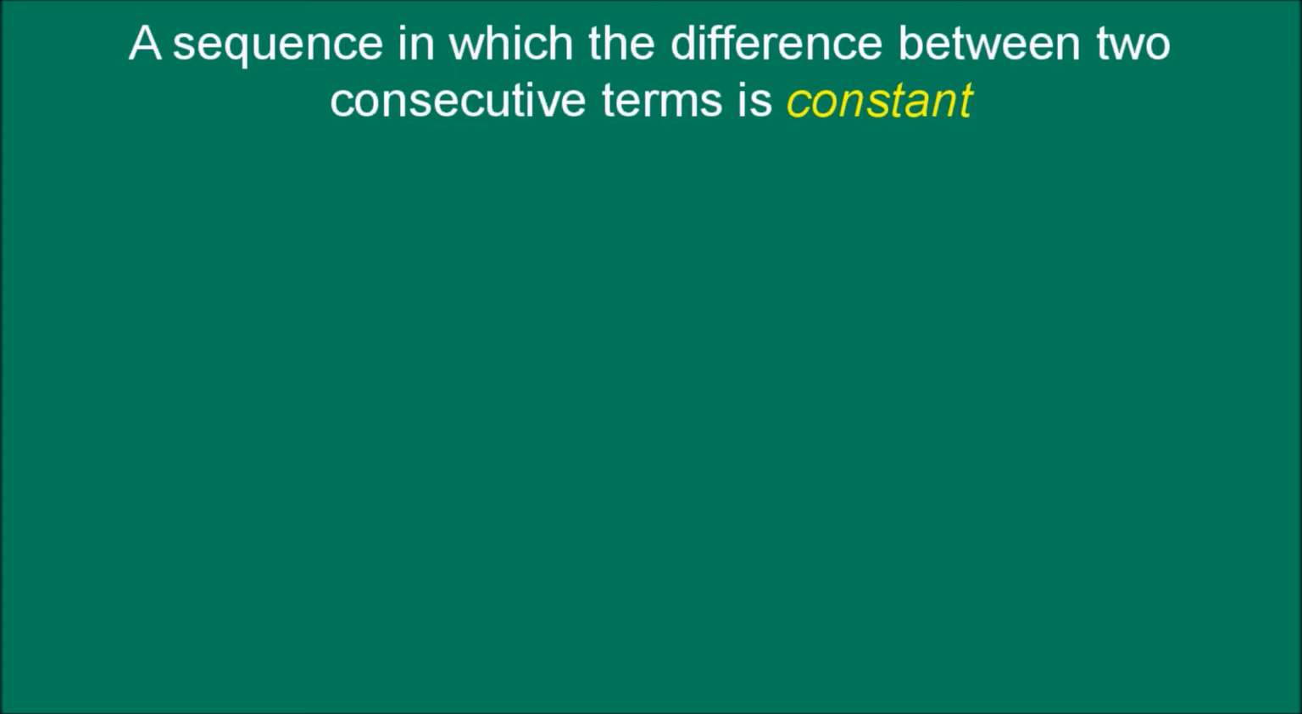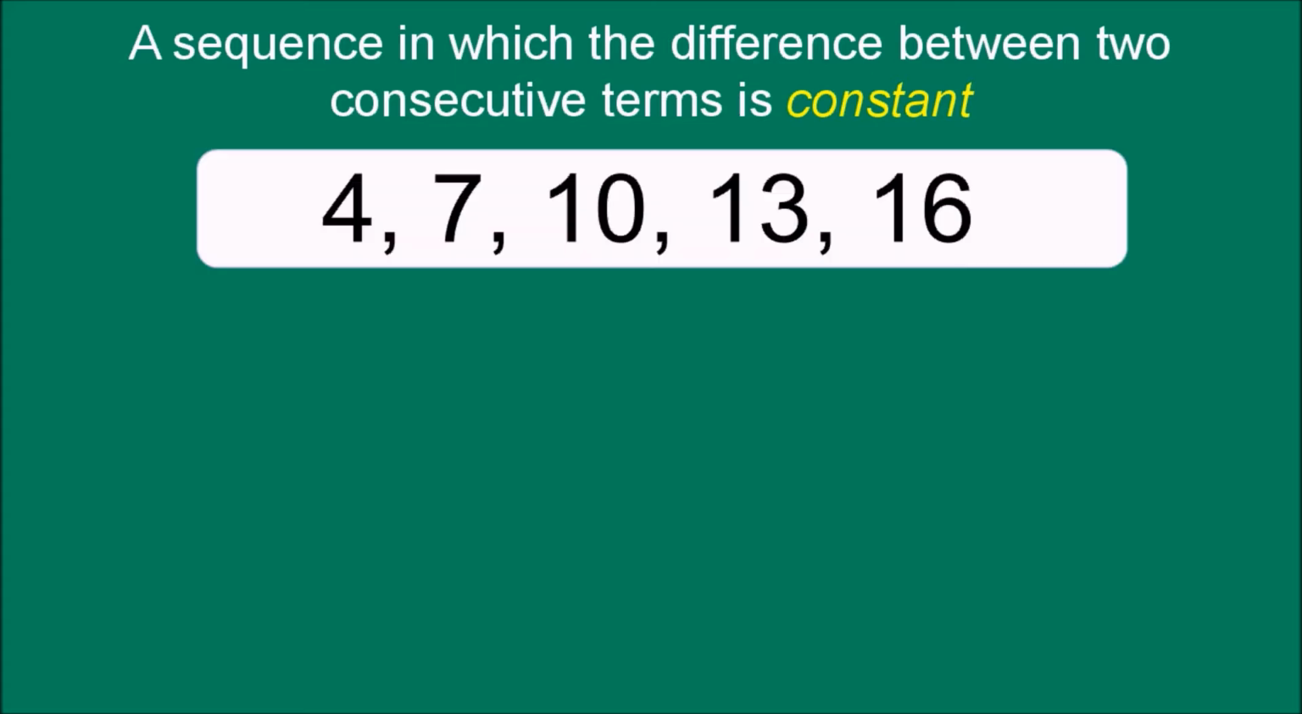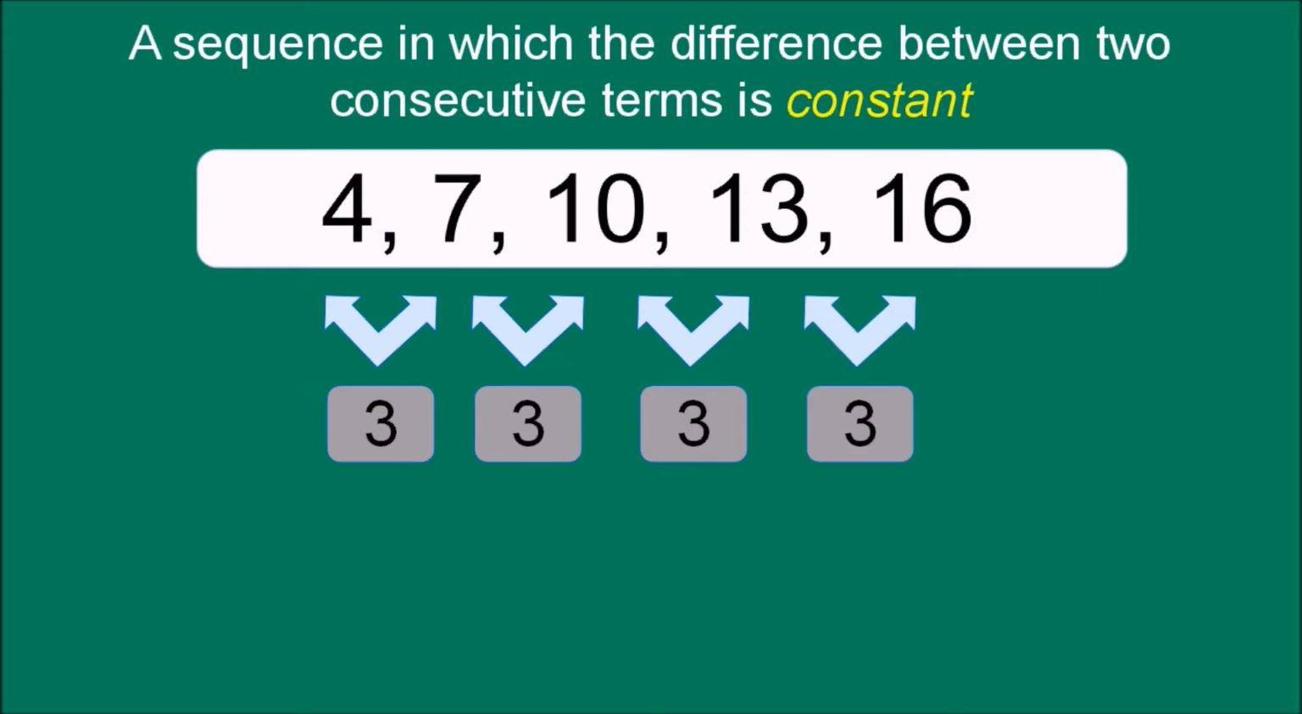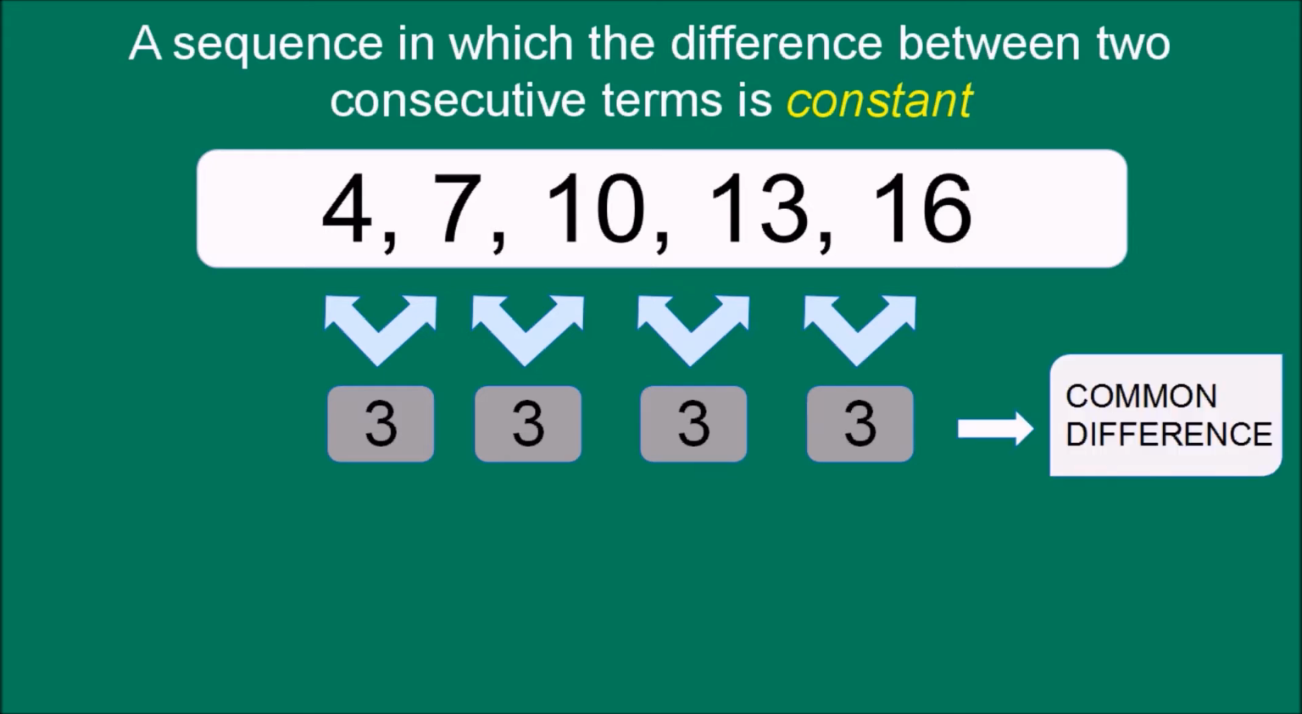Just like for this example, the sequence 4, 7, 10, 13, and 16. The difference between 4 and 7 is 3. Between 7 and 10 is 3. 10 and 13 is 3. 13 and 16 is also 3. 3 is called the common difference.